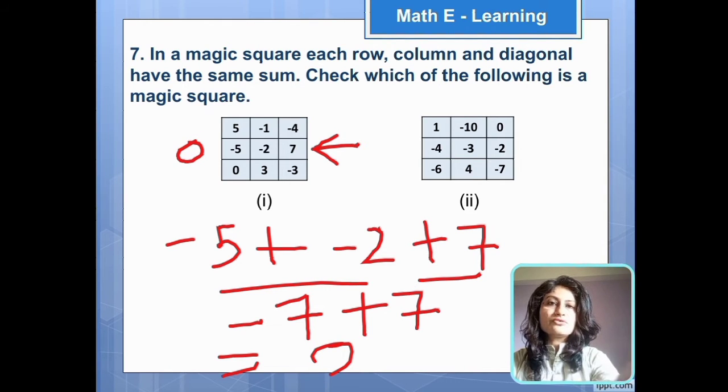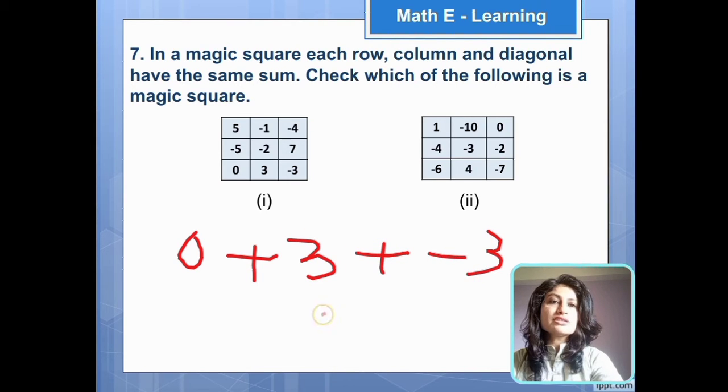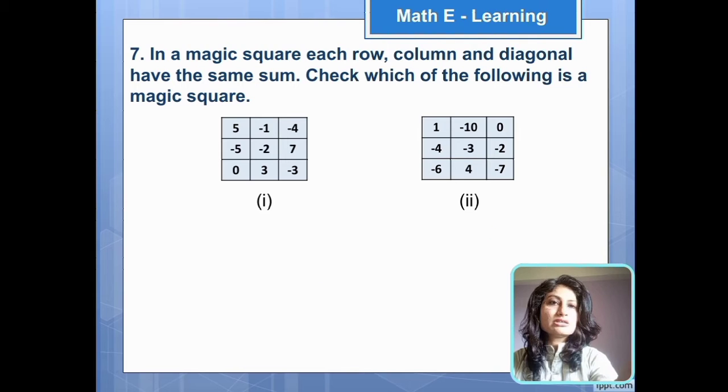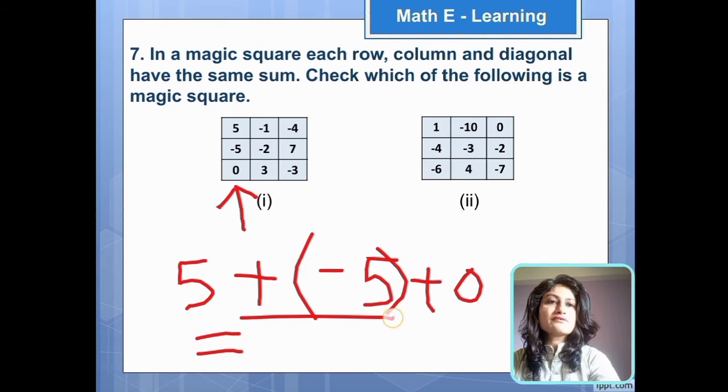So we can say that the sum of the second row is also 0. Now we check for the third row. 0 plus 3 plus minus 3, and 3 minus 3 is equal to 0. So the sum of the third row is also 0. Now we check for all the columns. First column is 5 plus minus 5 plus 0. Now 5 minus 5 is equal to 0. So the sum of the first column is 0.